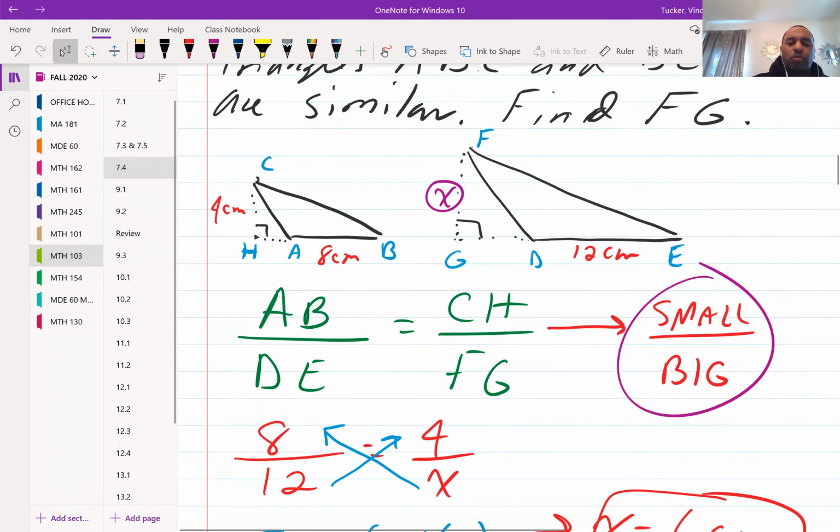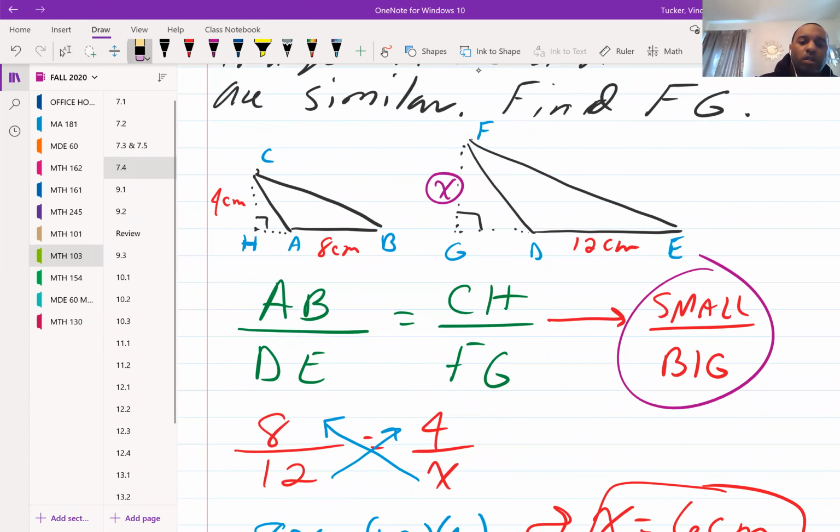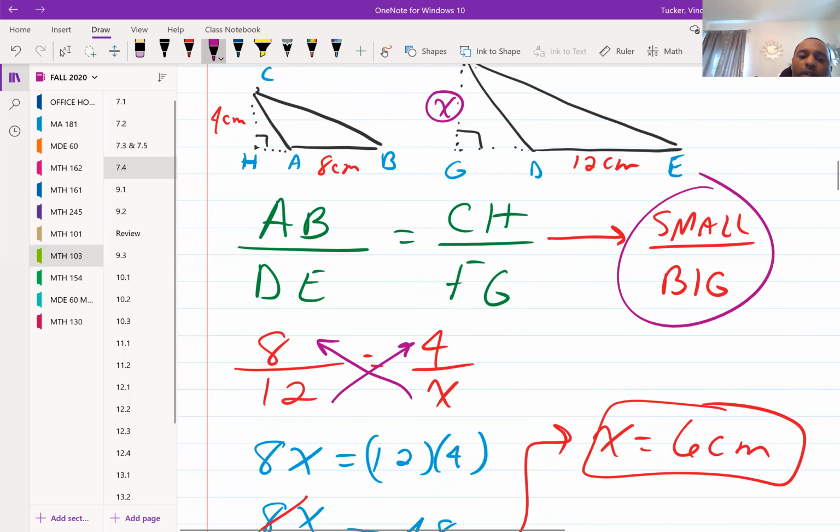All right, so the proportion will be 8 over 12 equal to 4 over x. And to solve proportions, we can always cross multiply. Take your denominator up to the opposite numerator. And that will set up this relationship of 8 times x equal to 12 times 4.